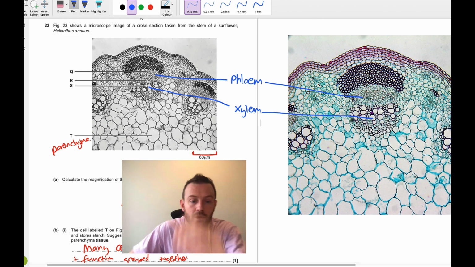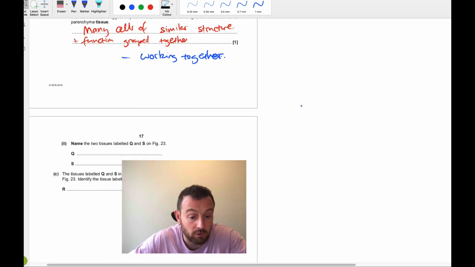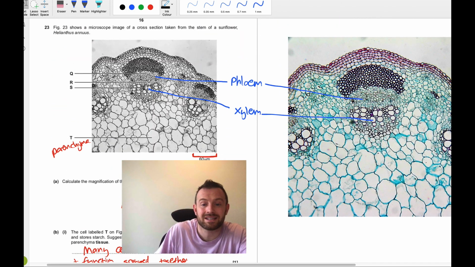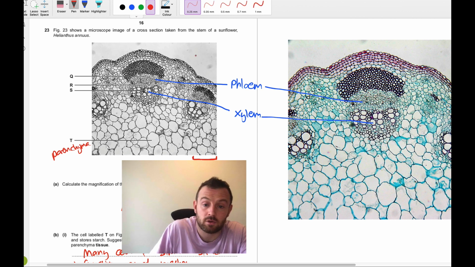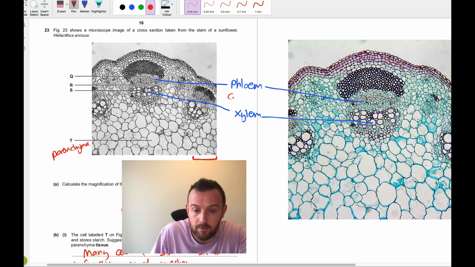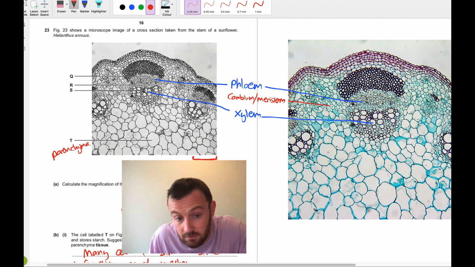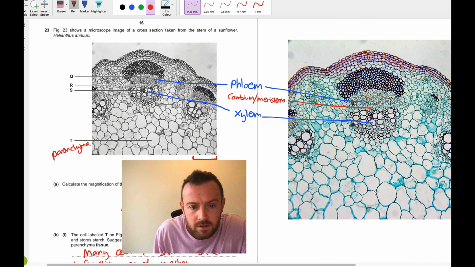And later on, we're going to be asked to talk about what R is as well. There it is. So R is the, well, there's two ways you can call it. You can either call it the cambium, which is the name of the layer, or you can say it's meristem tissue. So that's in the middle, as this layer here. Yeah, cambium or meristem.